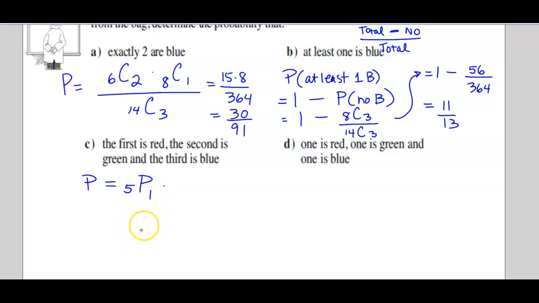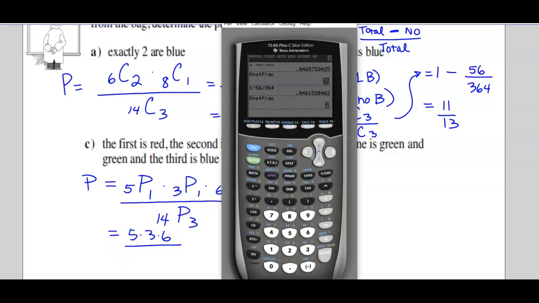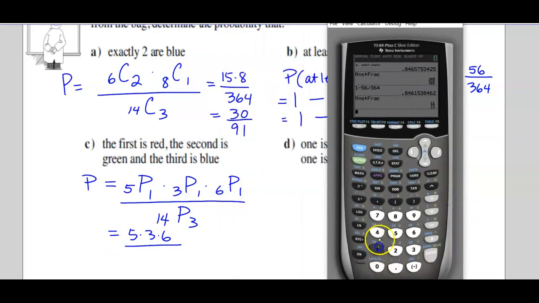Then first is red, second is green. There's 3 green, and then there are 6 blue. Okay? And then the number of permutations, because we have to check the order. It doesn't just say has to have a red, blue, and green. That's the next question. This, the order matters. So now that's 14P3. So 5 times 3 times 6 over 14.